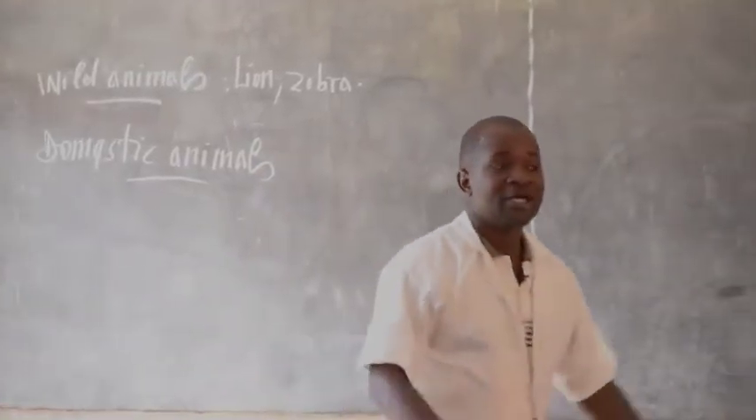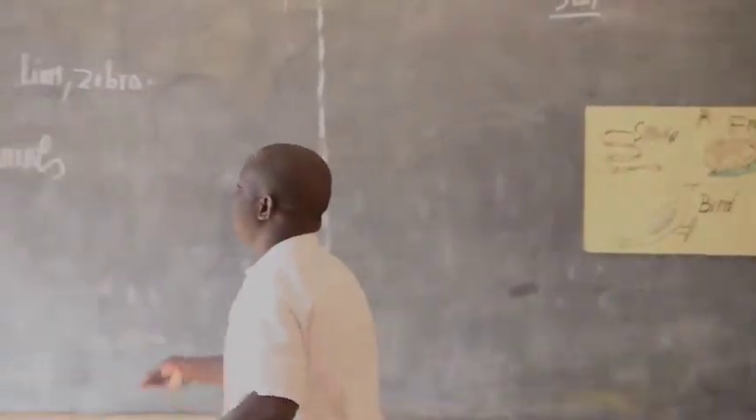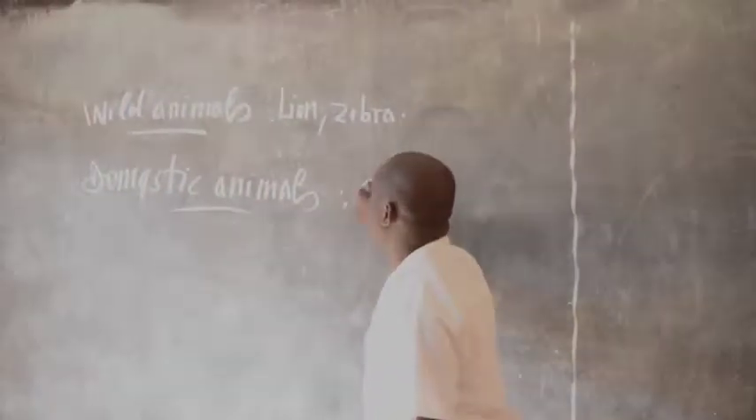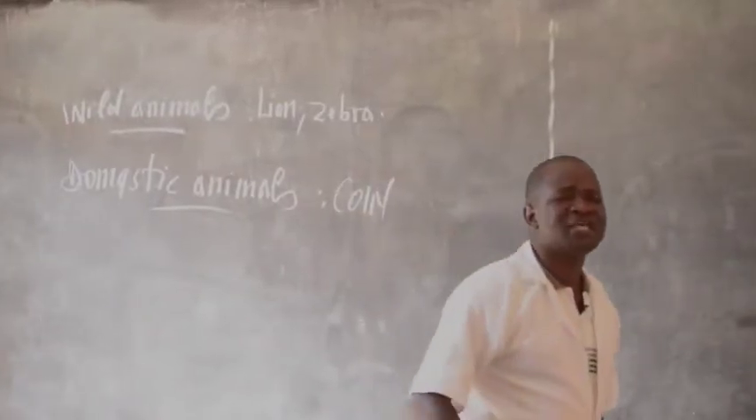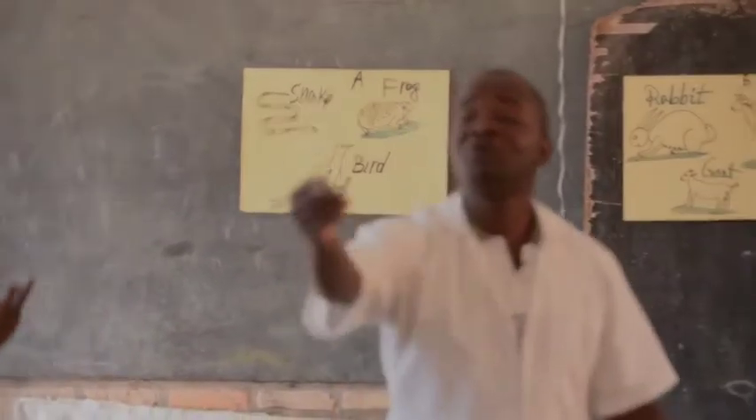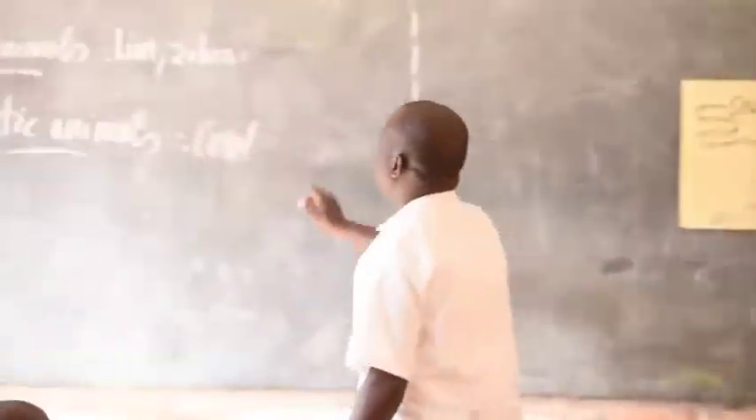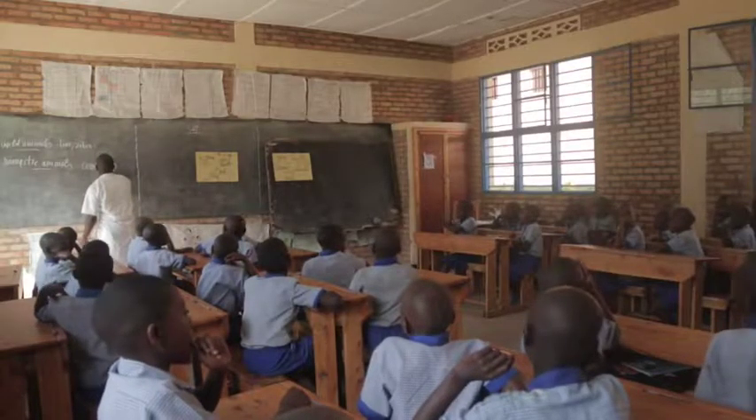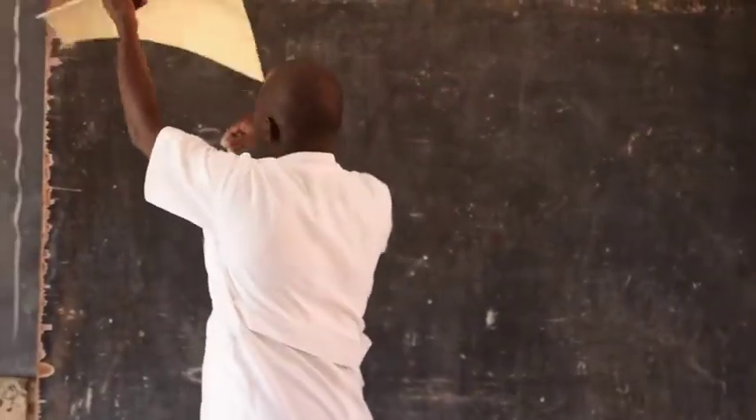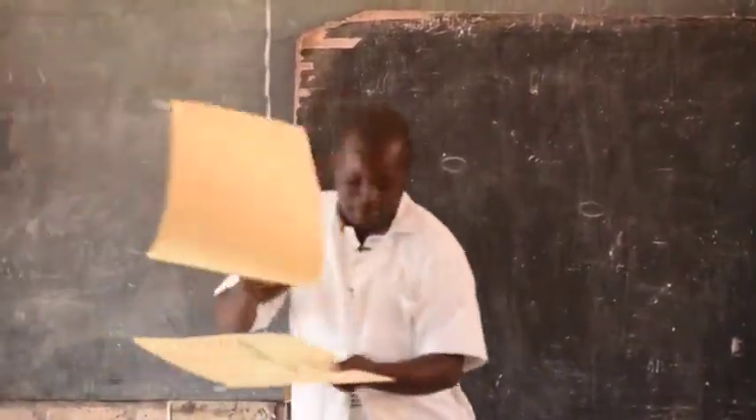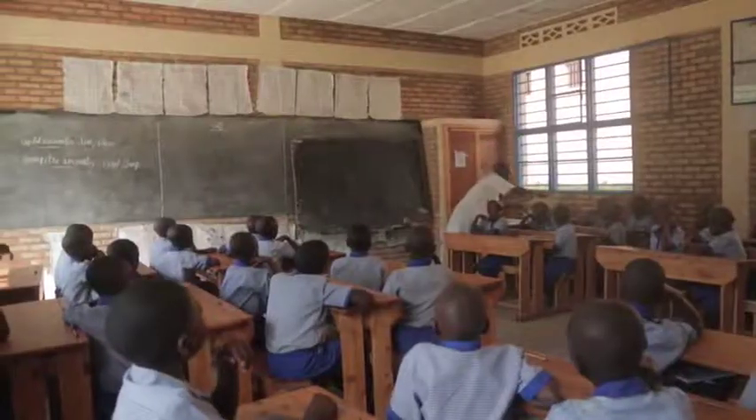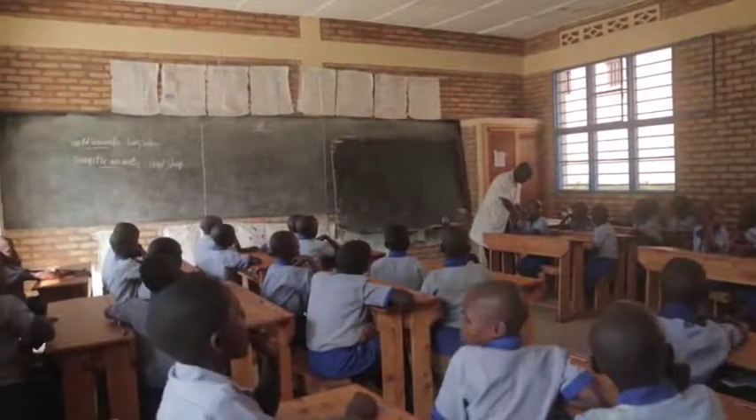Example of domestic. The colleague has said that among the domestic animals you have cow. Who can give us another example of domestic animals? You stand up. Sheep. Speak louder. Sheep. Good. Sheep is a domestic animal. Are we together? Yes. That is a lesson that you studied in the previous grade, and you have just memorized them.